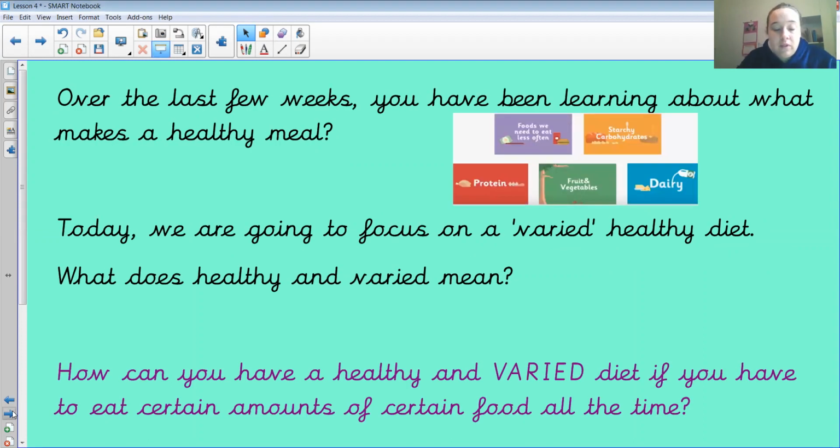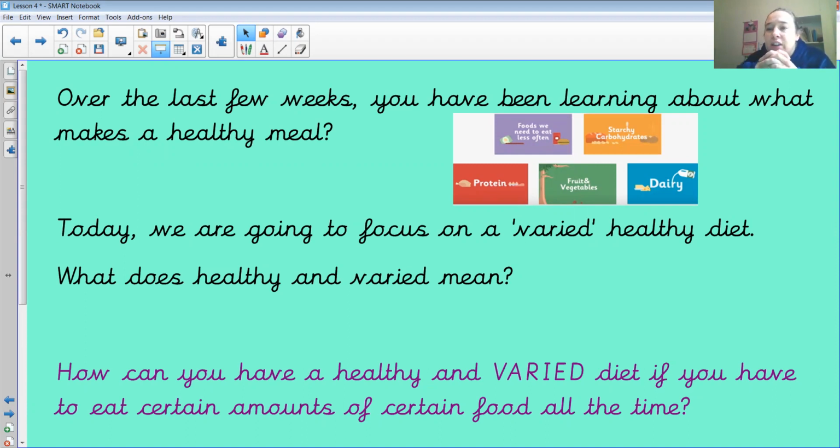Super. So over the last few weeks, we've been learning about what makes a healthy meal. Last week you watched lots of videos and you found out lots of information about the different types of foods that we need and what they give our bodies to keep us healthy. We're going to be using that information today and focusing on a varied healthy diet.